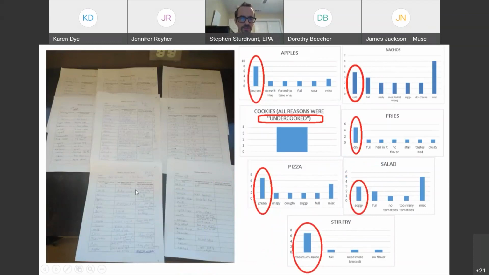So here are examples of some of the survey sheets, right? You just write down on the left column what food they're wasting, and then you write down the reason why, the reason that they gave. And here are some examples of some of that data collected. For example, apples were being tossed, and the most popular reason why was because they were bruised. Or the nachos were too cold, or the fries were too dry. Or the pizza was too greasy, right? That could be maybe an easy fix in the kitchen. Let's make the pizza a little less greasy. Maybe kids will enjoy it more and not throw it away.